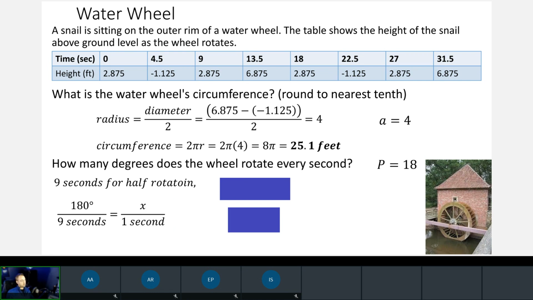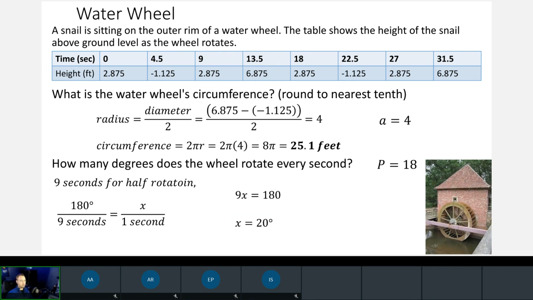And then I just set it equal to. I created a ratio that you learned probably your freshman year. If it's 180 degrees for 9 seconds, how many degrees for 1 second? So, that was my approach. And we just do the math, right? We just solve for x. So when you do that, you just get exactly what you guys said. Take 360 divided by 18, and you get 20. It's the same thing as me taking 180 divided by 9. I still get 20. So yeah, 20 degrees.